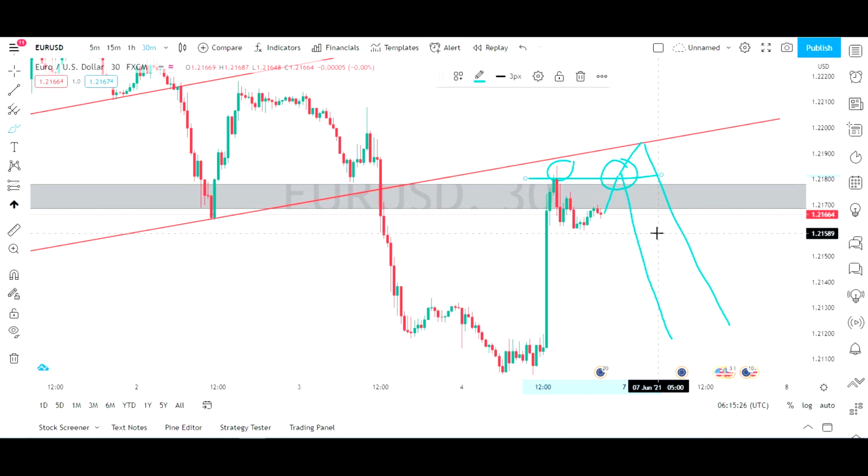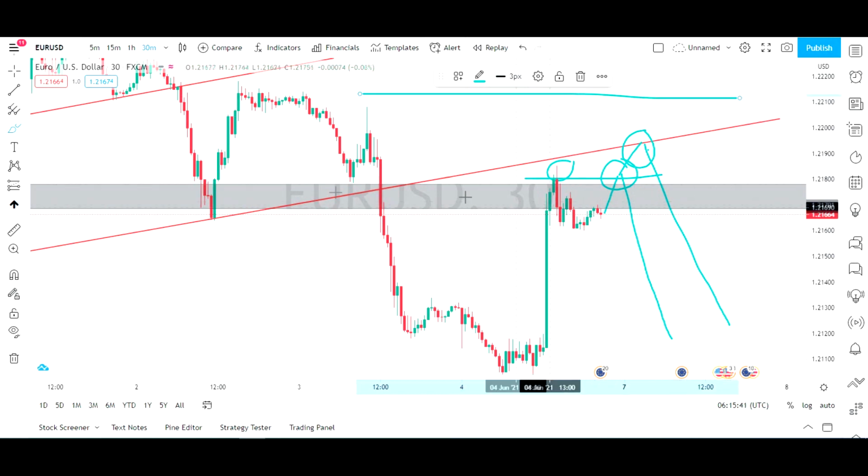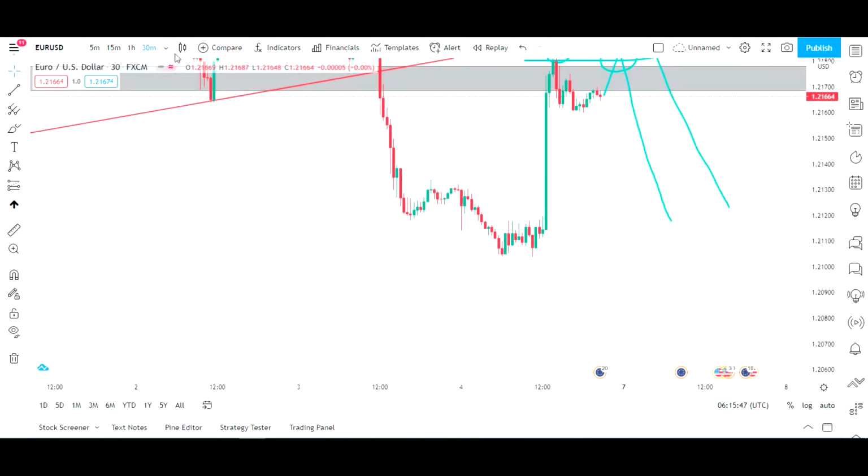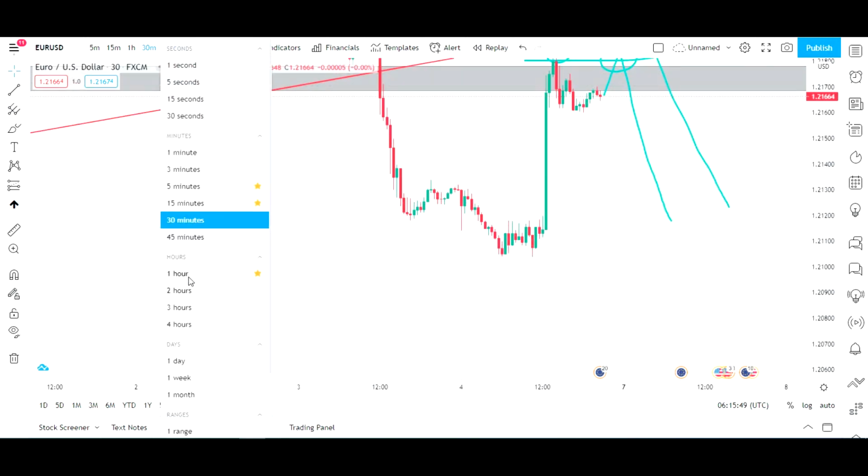Otherwise, if the market does break this level, of which it's most likely to happen, then we are going to expect our entry somewhere right here, right? And then this will be a swing trade to the downside up until, okay, this will be our stop loss somewhere right here, somewhere right there will be our stop loss, and then we are going to swing this trade up until, let me just switch back to an hour time frame.